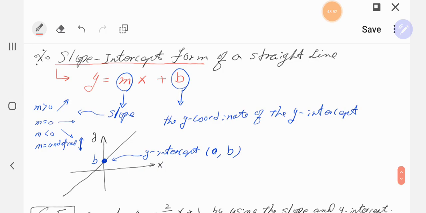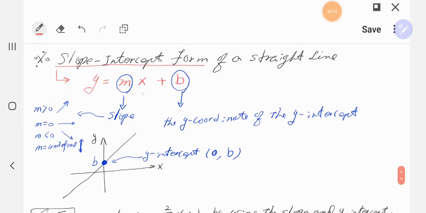Okay, so y equals mx plus b. b is the y-intercept. Y-intercept means it's the point where the line crosses the y-axis. So you can start from this y-intercept. Y-intercept, when x equals 0, y equals b. The y-coordinate is b. And then slope is m.